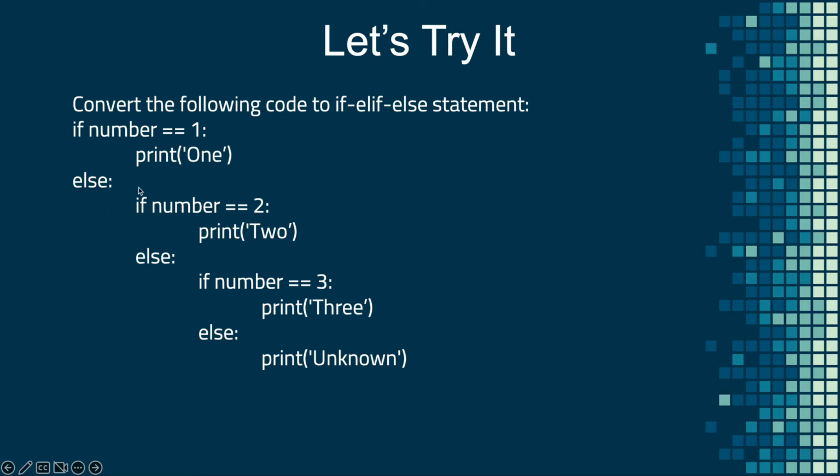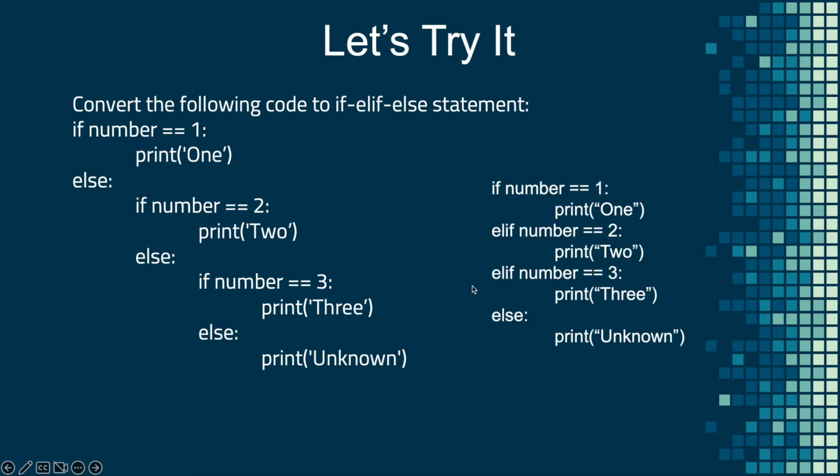And we take this if here and this else here and push them together. So now we have elif number equals 2, print 2. And the same thing here, we can combine these two, else and if together, and we leave the last else. So now it will look like this. If number equals 1, print 1, elif number equals 2, print 2, elif number equals 3, print 3, and else print unknown. So that is how we're going to convert this to an if, elif, else statement.